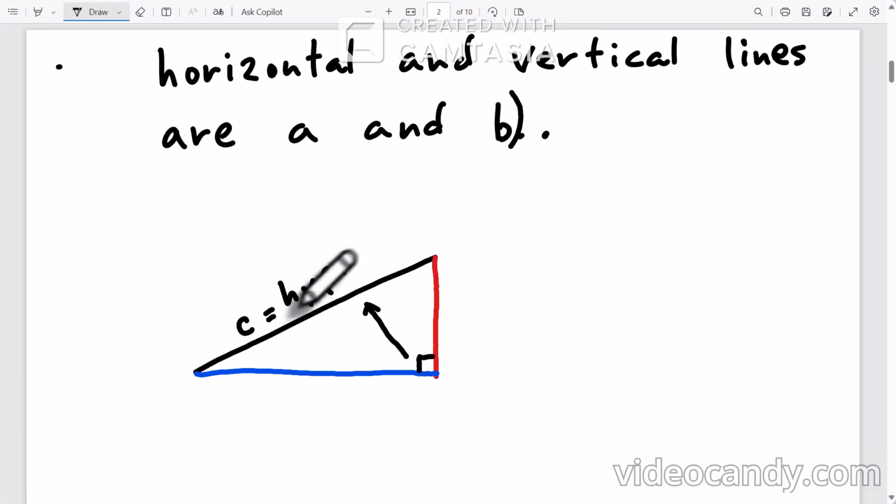So that line segment is always going to be the value for C. A and B are going to be the lengths of the horizontal and vertical lines. A and B are interchangeable. It doesn't matter which is which, as long as your hypotenuse is C, across from the right angle.